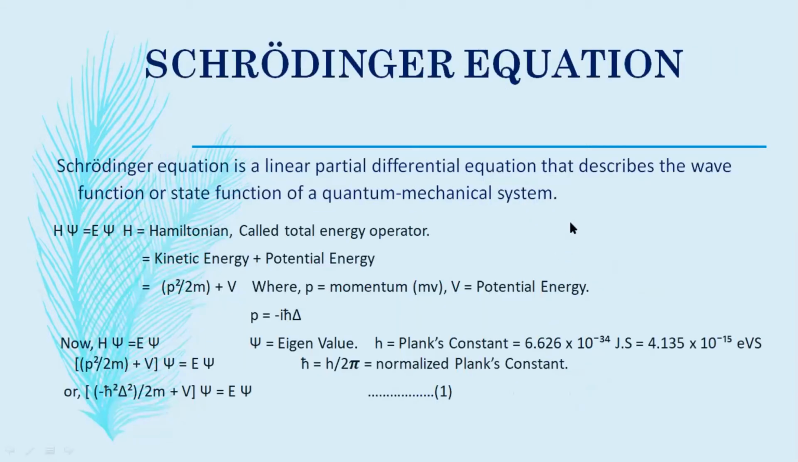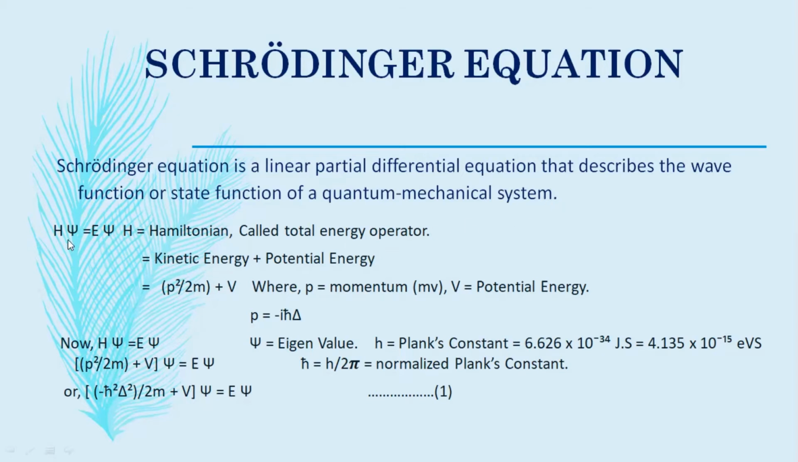Okay. Now, what is Schrödinger's equation? Schrödinger's equation is a linear partial differential equation that describes a quantum mechanical system. If you consider any atom as a quantum mechanical system, because some charged particle is moving here, that is nothing but an electron, it can be described by Schrödinger's equation.